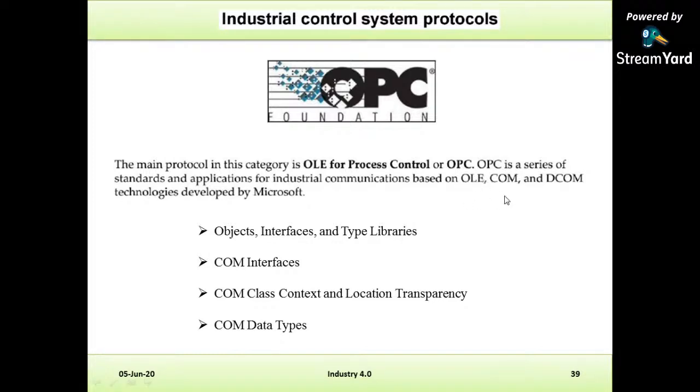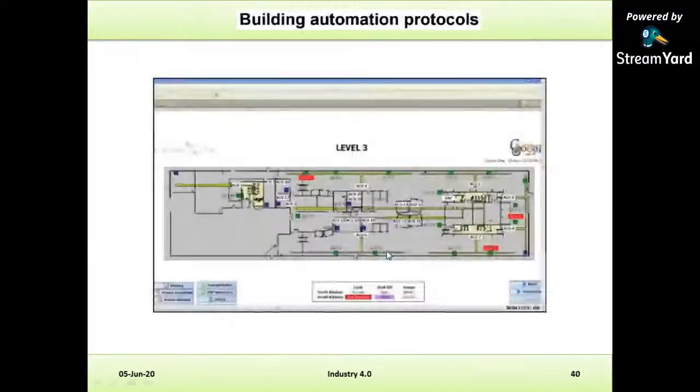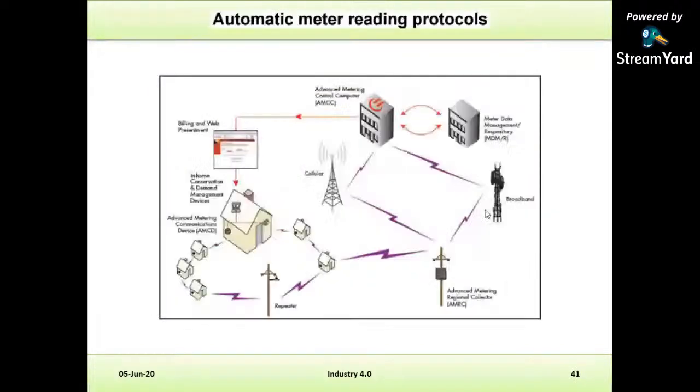So OLE and COM are the protocols we are going to utilize. Another is building automation protocols. To increase our automation protocols, we are going to provide the IT landscape that will be required, or internally they will be connected with the wiring diagrams that will be required. Or we are going to implement some sensors or data acquisition elements, or virtual instruments. By using these things, we are able to build the automation protocols.